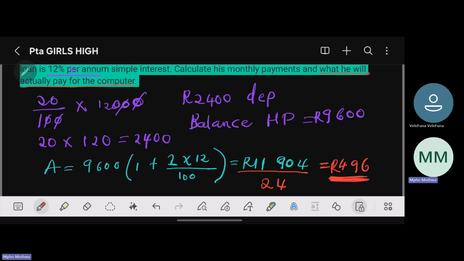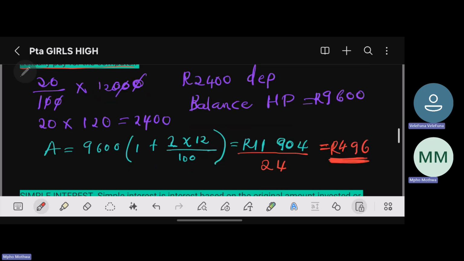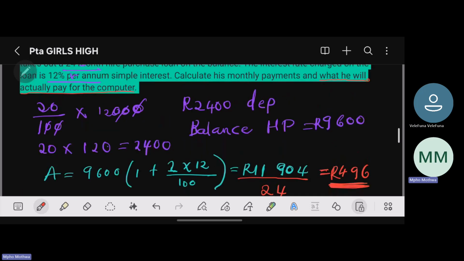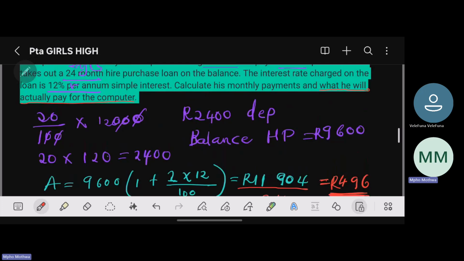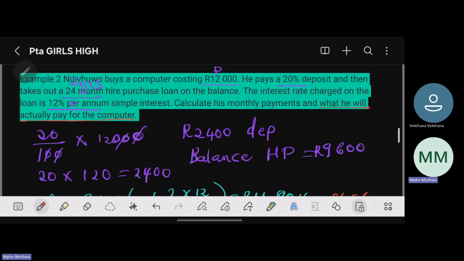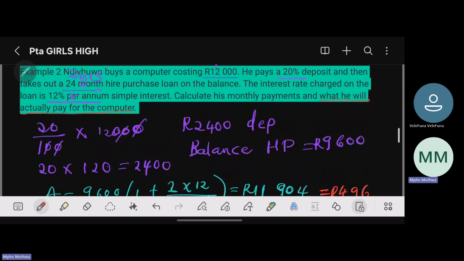Let me tell you something that I've noticed throughout the year. I hope you will take whatever I'm telling you seriously. Most learners struggle with finance, not because it is difficult, but because it is scarce. Normally we don't do finance like other math. You only do it for 3 weeks and then that's it.